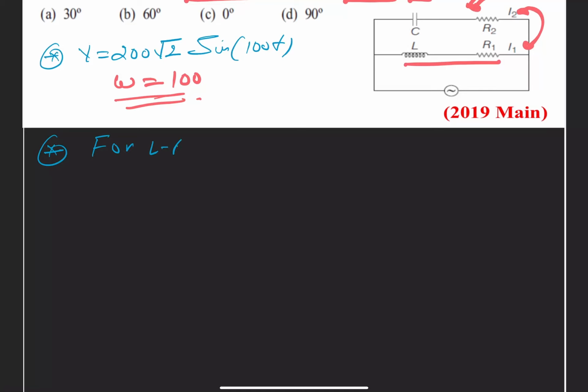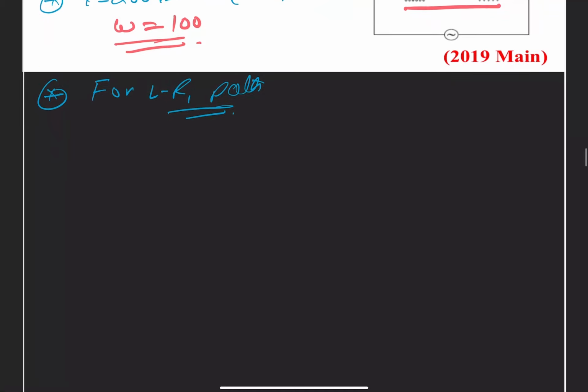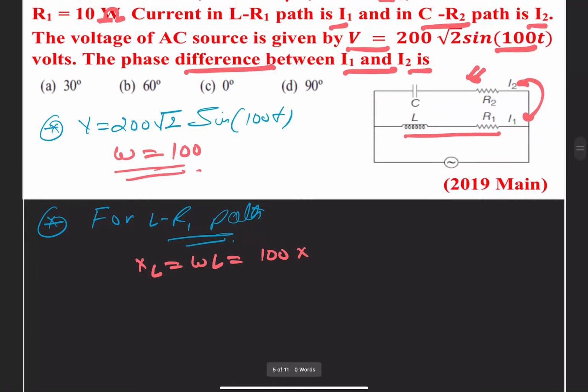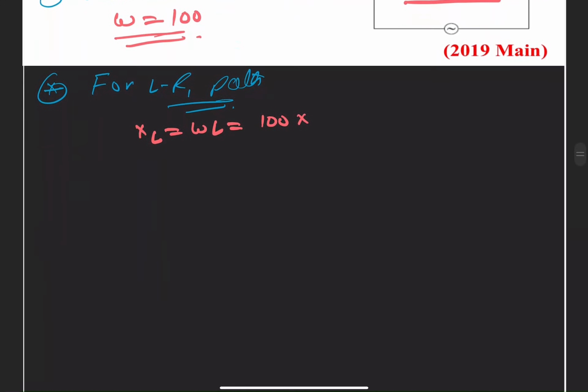For the LR1 path, we can find its inductive reactance, XL, which will be equal to omega L. Omega is 100 and the value of inductance is given as √3/10, and this comes out as 10√3 ohms.